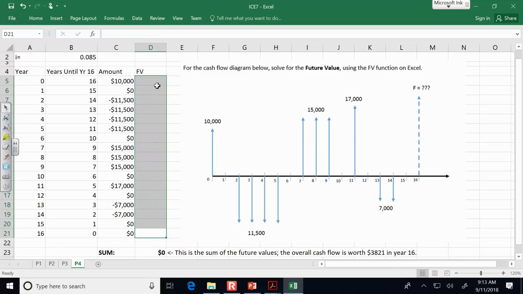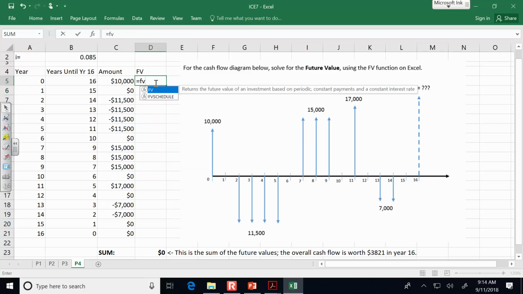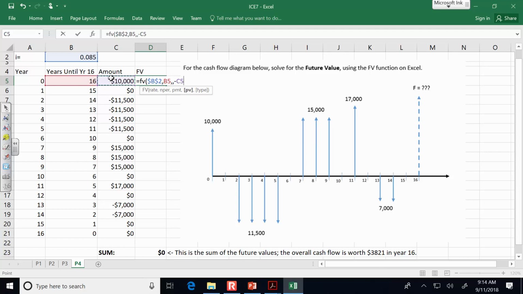The way the future value function works is equals FV, parentheses. Now it wants to see the interest rate, so I'll click on the location for the interest rate, and push F4 to lock it in place. Now for NPER, use that alternate time column that you've prepared, years until year 16. Okay, double comma to skip over the payment field. These aren't recurring payments of the same amount. It's individual amounts that we're moving one at a time into the future. And then for the present value, we need the negative sign and then click on the given amount.